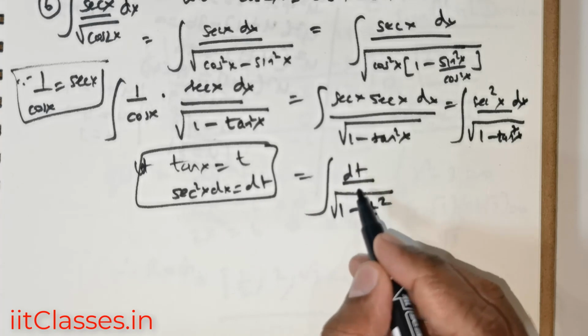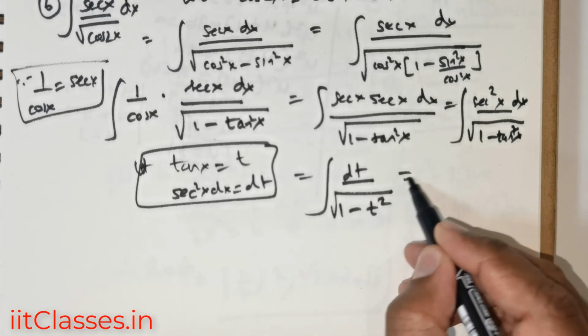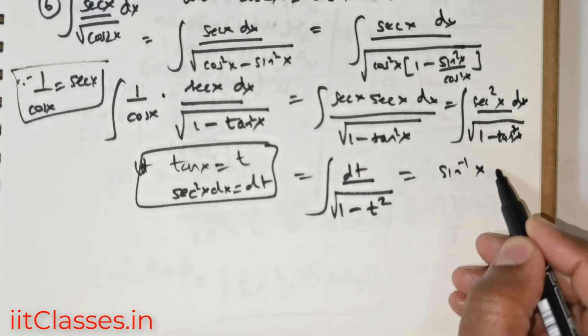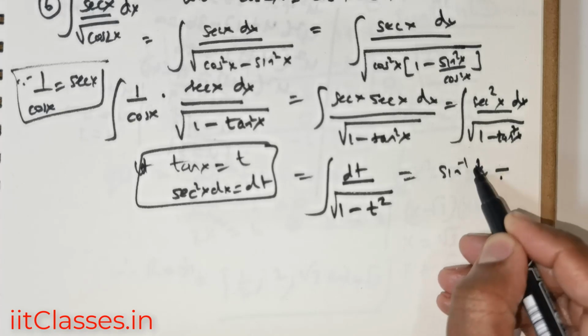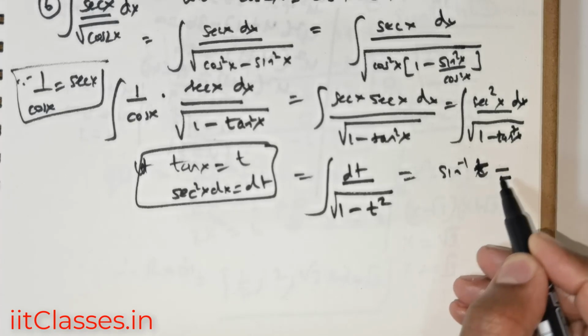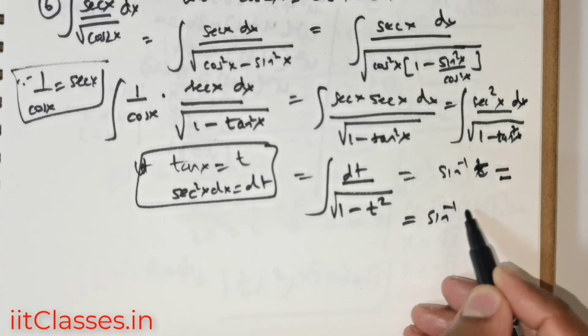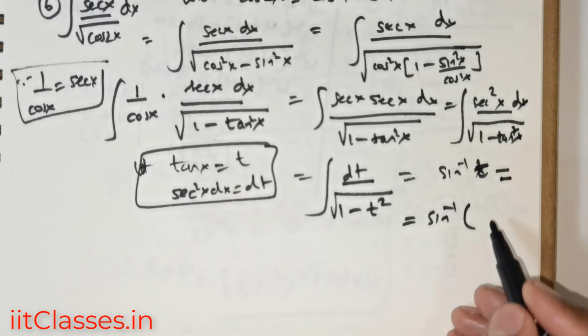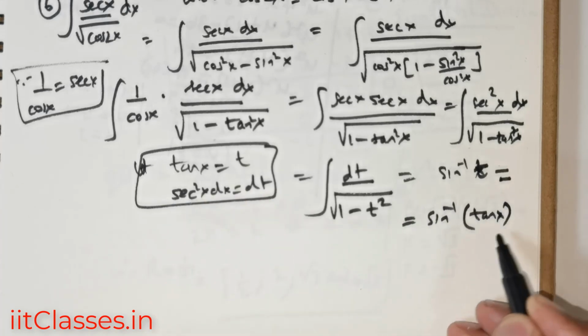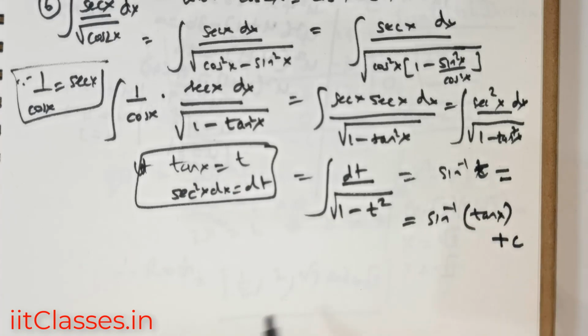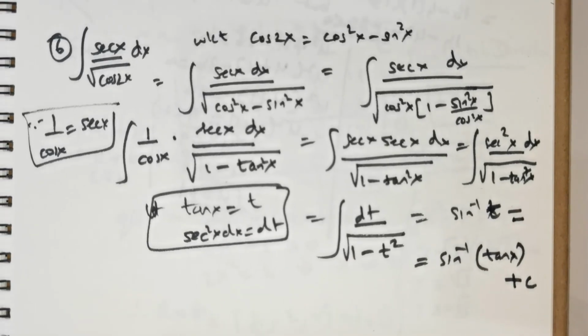Now this is the integral of dx over root of 1 minus x squared, that's nothing but sine inverse of x, right? So in this case it's going to be sine inverse of t, and this is equal to, my t is tan x, so substitute tan x. So this is the final answer for this question. This is a lovely question, students.